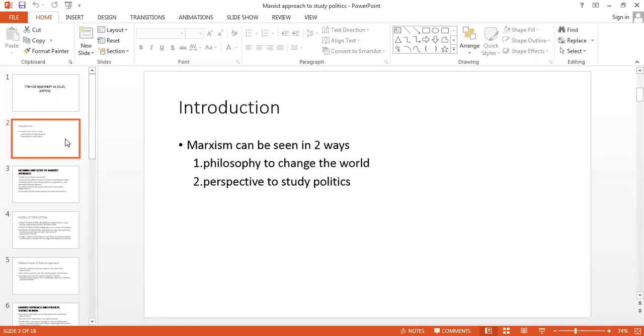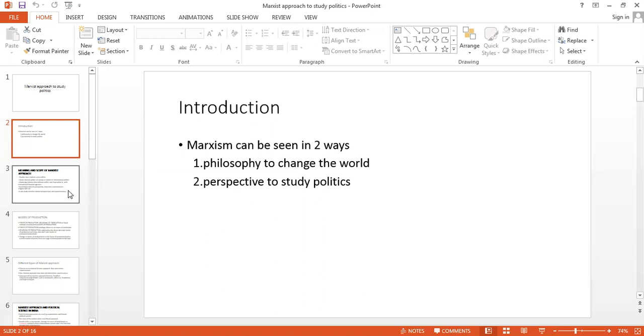Marxism can be seen in two ways: as a philosophy to change the world and as a perspective to study politics. As a philosophy to change the world, its main aim is to establish a communist society where there is no class and no state, and means of production, that is buildings, lands, etc., are collectively owned by the people. As a perspective to study politics, it mainly looks into class relations, that is the relation between the various classes and the relation between class and the state.